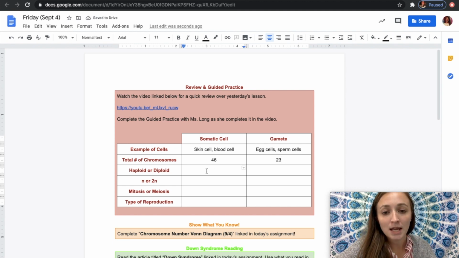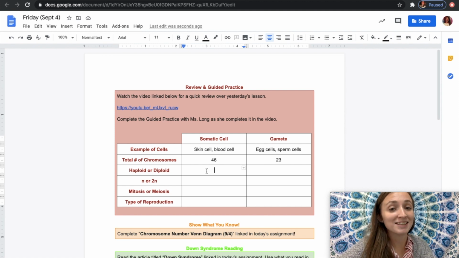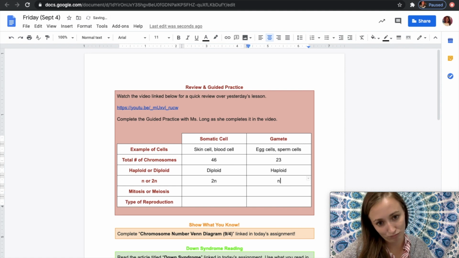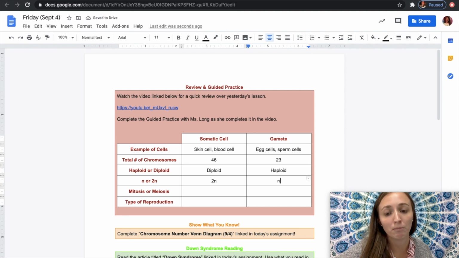Now, is it haploid or diploid? Remember, haploid means half the amount of chromosomes. If it's a somatic cell, it has its full amount, so that is a diploid. Since a gamete has 23, which is half, it's a haploid. We represent this with the N. Remember, N means number of chromosomes. So a somatic cell has 2N, and a gamete has half of 2, which is 1.